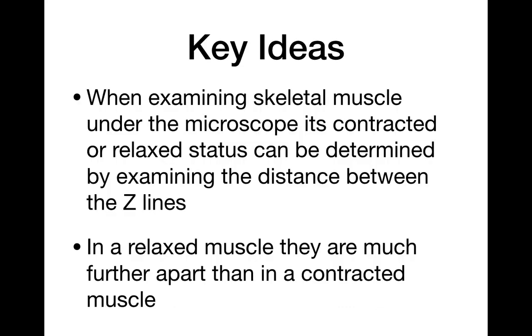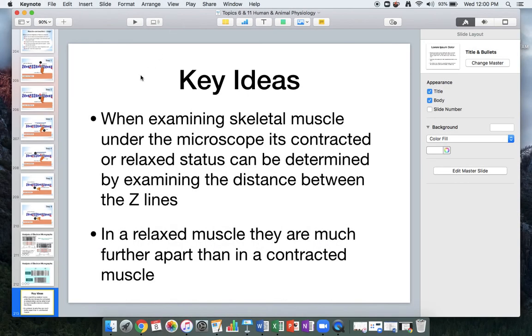Okay, key ideas. When examining skeletal muscle under the microscope, its contracted or relaxed status can be determined by examining the distance between the Z lines. In a relaxed muscle, they are much further apart than in a contracted muscle. And that is all you need to know for 11.2, muscle contraction.